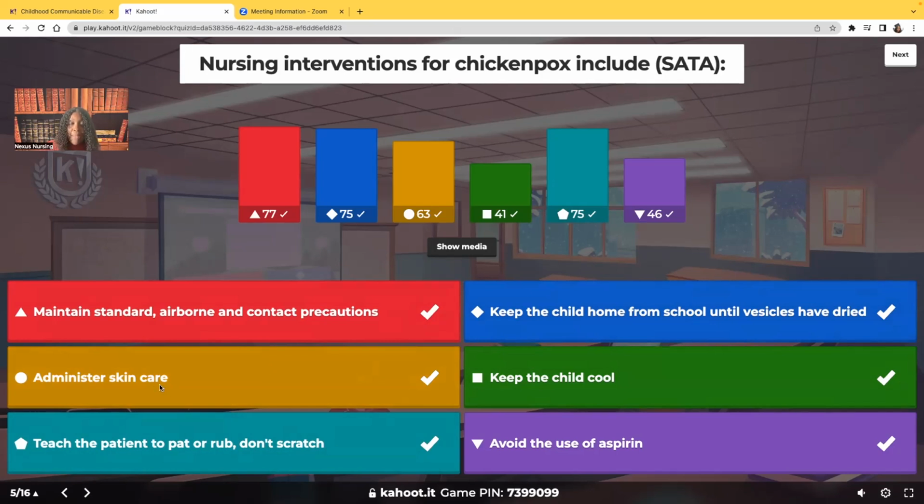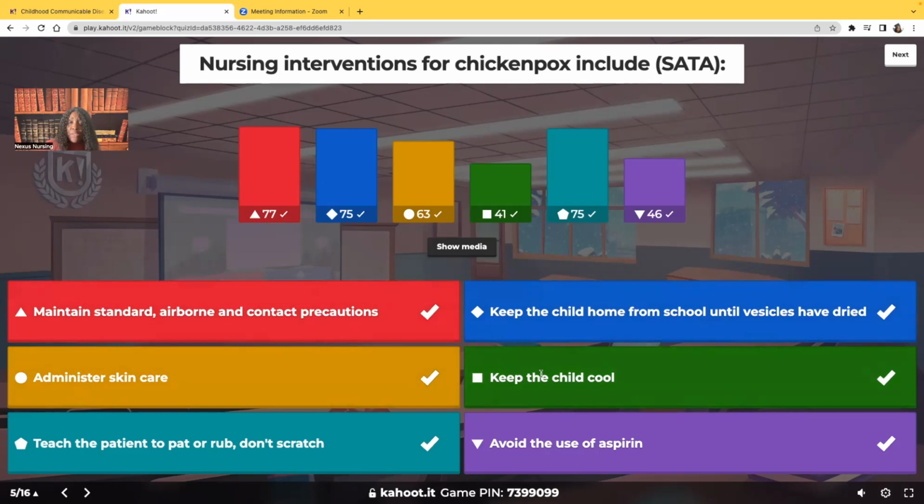Administer skincare. Absolutely. Why? Because with chickenpox, it's very itchy, and so the kid's going to want to scratch all the time. With them scratching, they can cause themselves to have lesions. They can open up the skin, and that's a perfect environment for bacteria to settle into that cut. Originally, the patient had a viral infection, which was chickenpox, but now they got a secondary infection, which is bacterial, because they were scratching so much. So you want to provide skincare, keep the skin nice and moisturized.